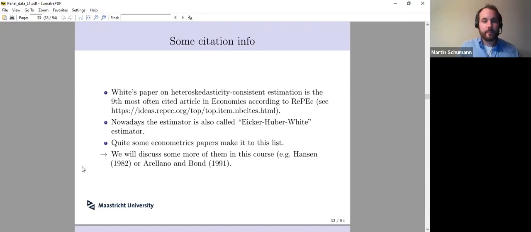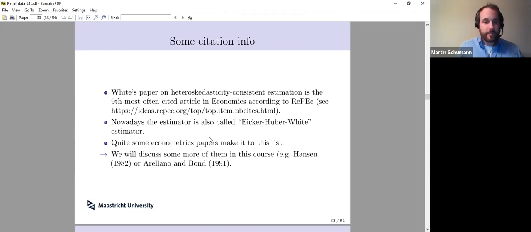This paper is extremely influential. It's number 9 on the list of the most cited articles in economics, according to this website here. You can check it out if you're interested. Nowadays, it's not only called the White estimator because other people have discovered the same thing, or something similar, but it had not been recognized beforehand. So Halbert White independently rediscovered some of the theory and also extended it in some way. Nowadays it's called the Eicker-Huber-White standard errors.